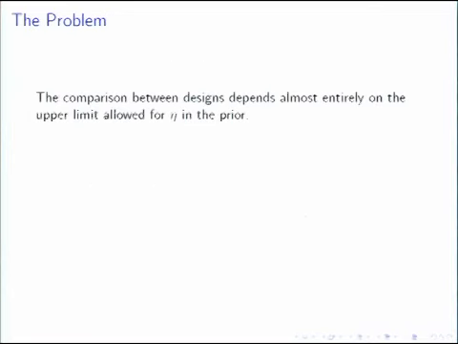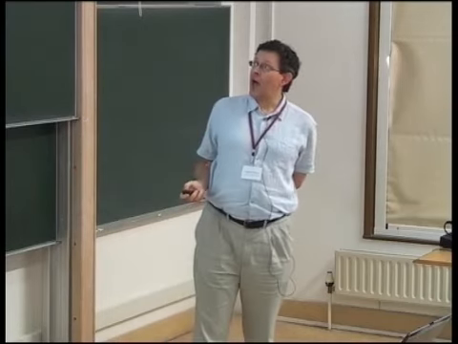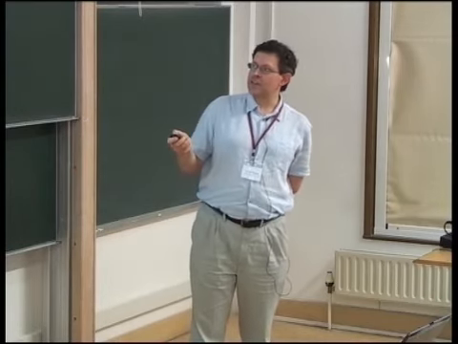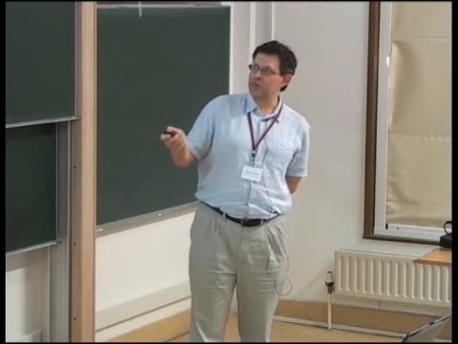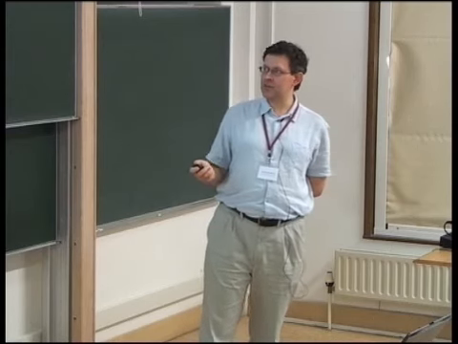So the problem here is that the comparison between designs depends almost entirely on the upper limit of plausible values of the variance component between whole plots. So if you're Bayesian, it's basically how high is your prior? How high does your prior allow eta to go? And in fact, it's even worse than that, because if eta is high, the GLS estimator with an estimate of eta will be worse than the apparent GLS estimator with a known eta.